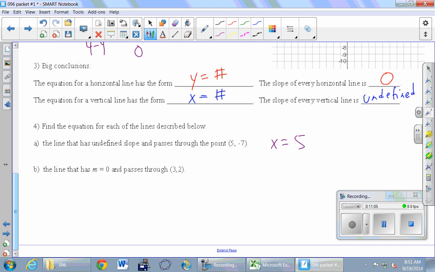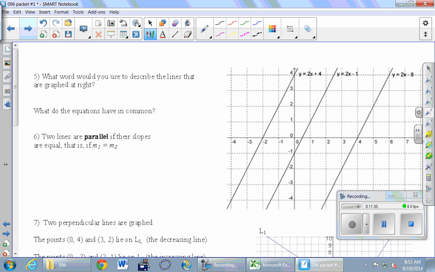Again, you don't need to draw a picture. You just need to grab onto the first piece of info, m equals 0. Are we in the first row or second row of our conclusions? First row. And any line in that first row looks like y equals some number. So y equals, that's half the battle. And then read off the y from that point, it's 2. Okay, that is all we're going to say about horizontal and vertical lines. Move on to the next page, where we begin talking about parallel and perpendicular lines.